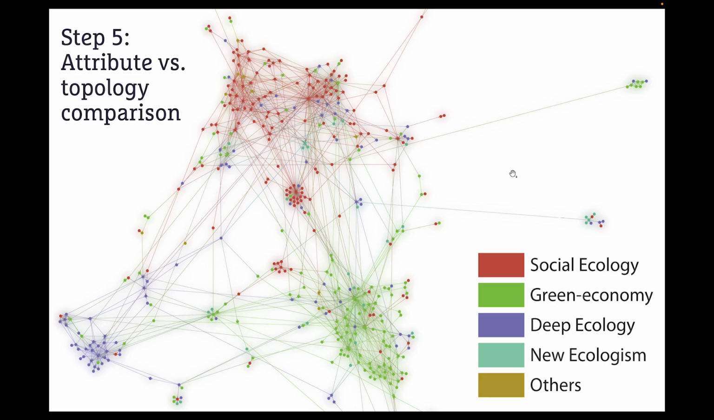So the next step in the process, assuming that we have attributes describing our nodes, is to use those attributes to put colors on the network. So what you see here is the researcher who produced that network. She manually coded the kind of website they are, depending on the content in the website and how they present themselves. She found 4 categories plus others that she named social ecology, green economy, deep ecology, and new ecologism.